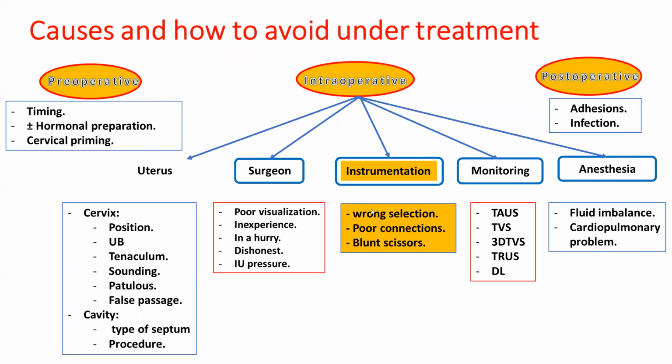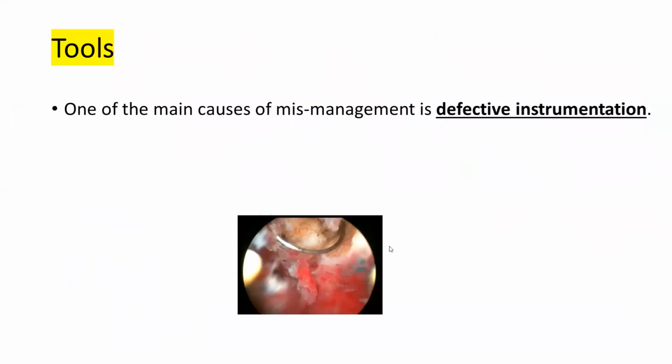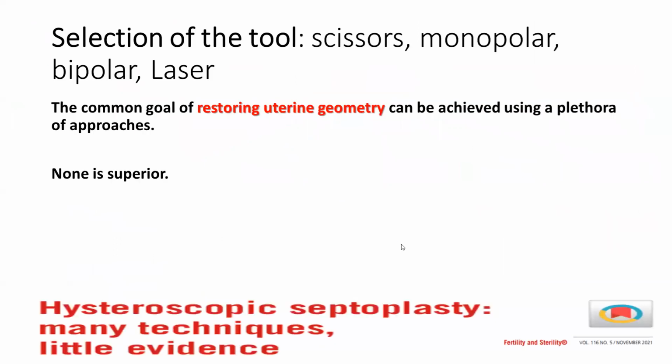What about your instruments? If you use the wrong instrument, poor connections, blunt scissors, these are contributing factors of leaving a part of the septum. And defective instrumentation is one of the causes. Here is a loop trying to cut the septum and it has been broken. And this is the loop away from the arms of the electrode. So defective instruments, poor connections, poor instrumentation, these are contributing factors for poor incision of the septum.